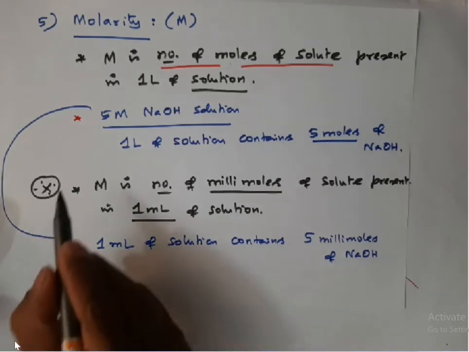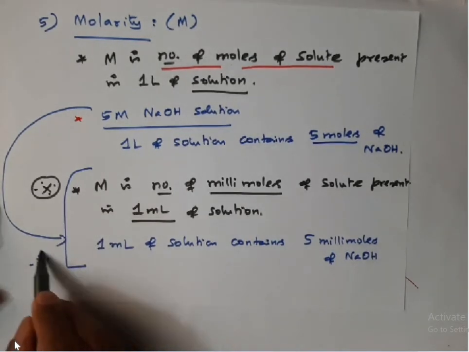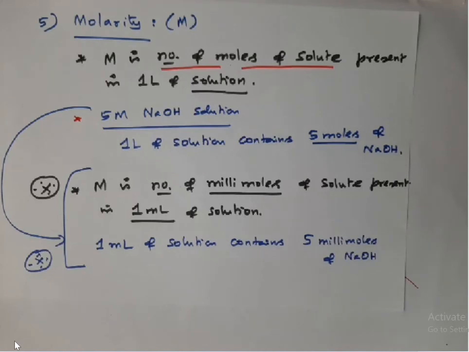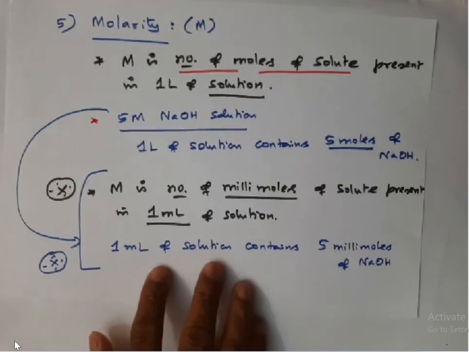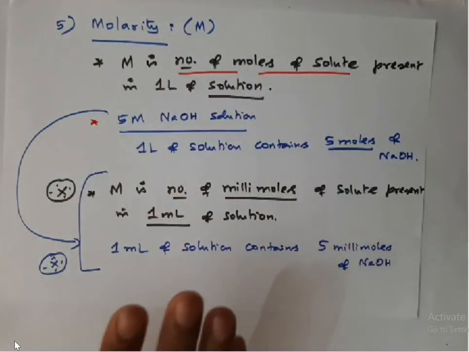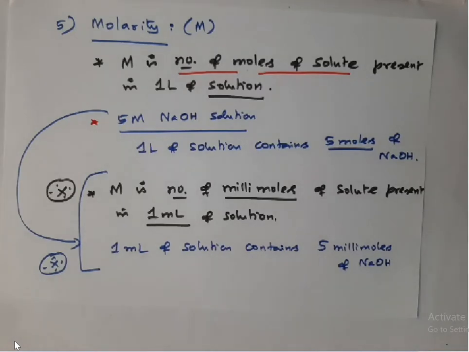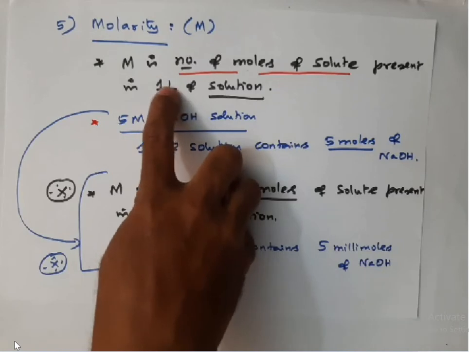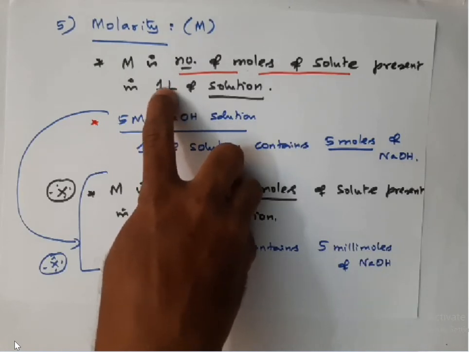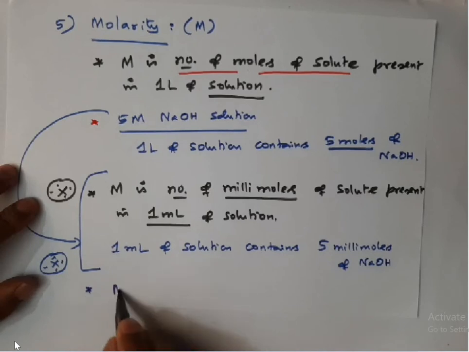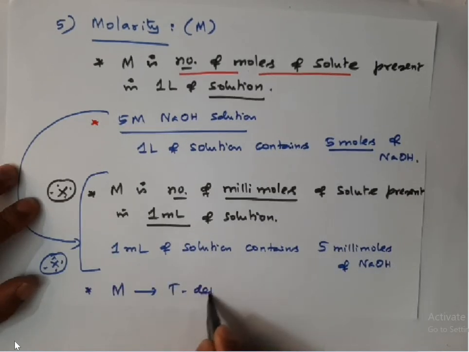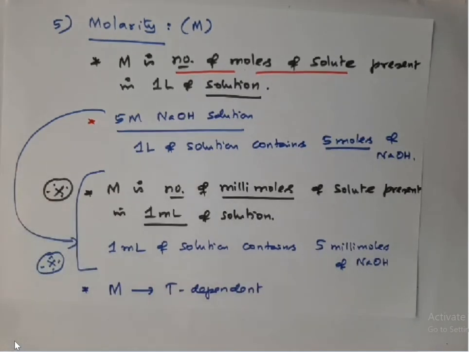Students, listen, this is very important, right? If you go for some competitive examination, whatever competitive examination you write, in those cases this thing will be very, very important. This is the definition for molarity. Molarity means number of moles of solute present in 1 liter of solution. Since liter is the unit of volume, and you are using a volume term here, molarity is temperature dependent. I have already told you. If temperature changes, molarity also changes.